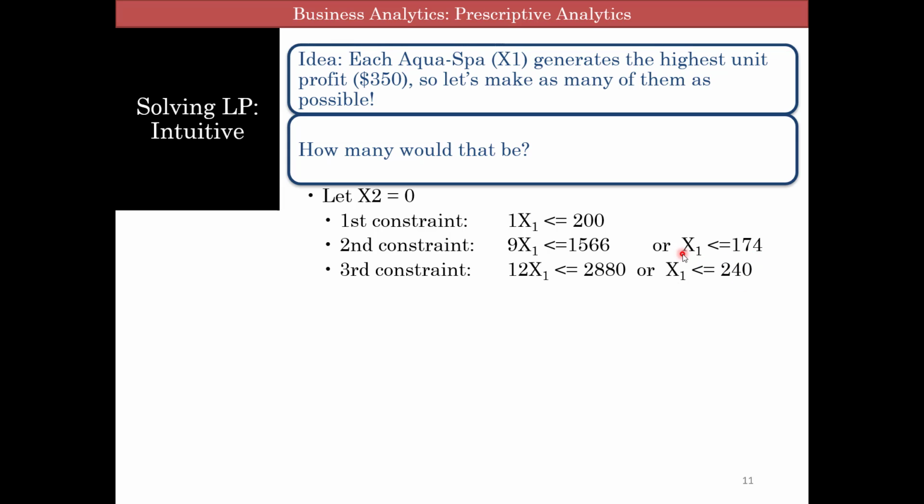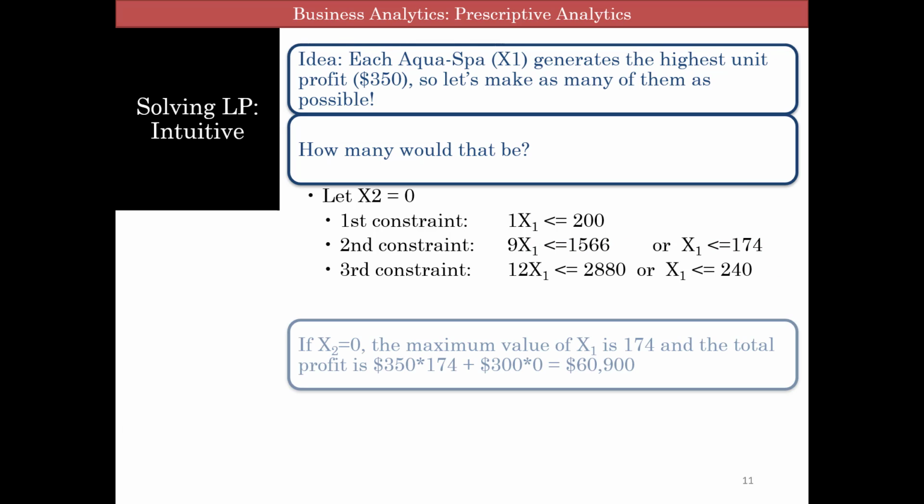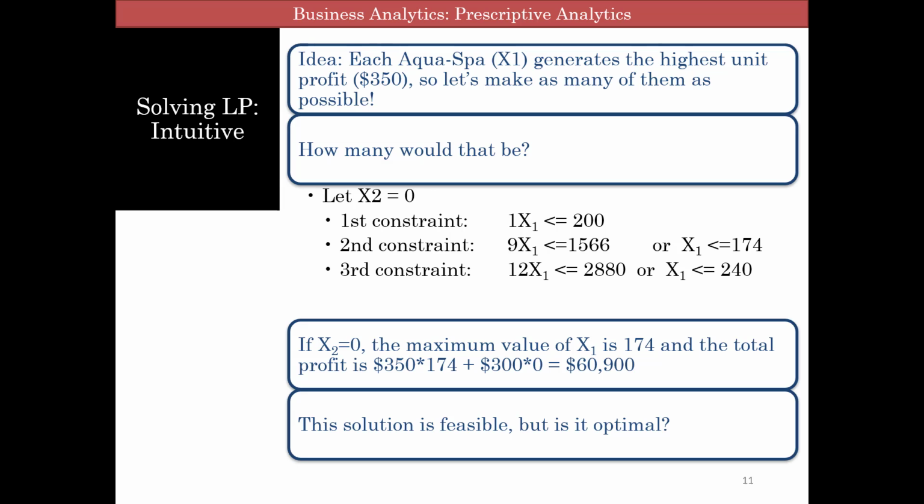And therefore, if x2 is equal to 0, x1 cannot take a value more than 174 because labor hours will prevent you from doing more. The maximum value you can get is 174. Plug this into the profit function and you get a profit of 60,900. So this is what we call a feasible solution. But is it the best solution? And the answer is probably no, right?